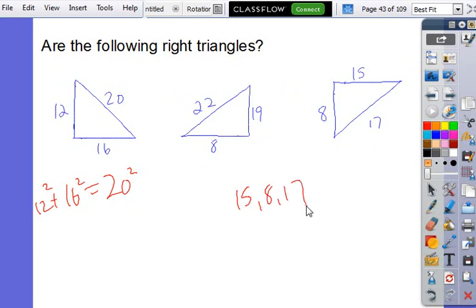15, 8, and 17, and said, is it a right triangle? Yes. How do you check it? A squared plus 15 squared. 17 has to be the hypotenuse, and then the 8 and the 15 don't matter. And if that works out, then it works.